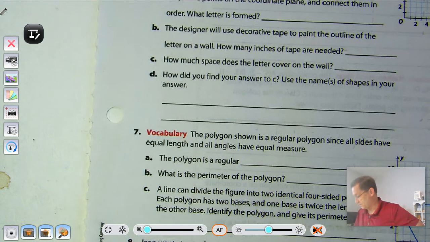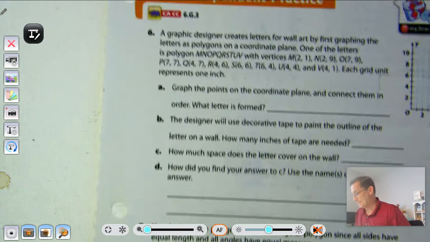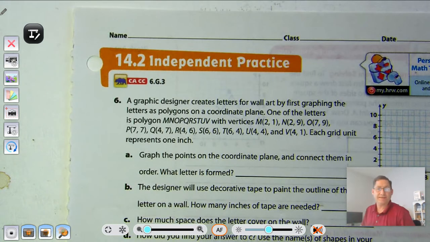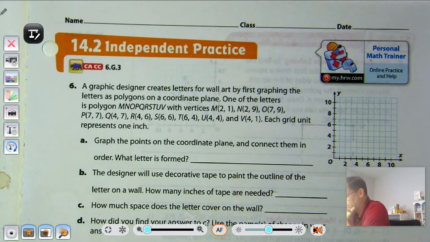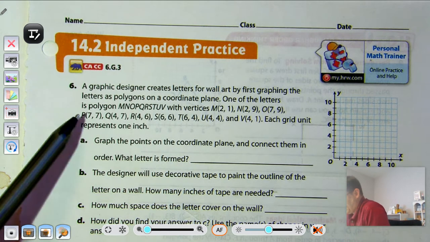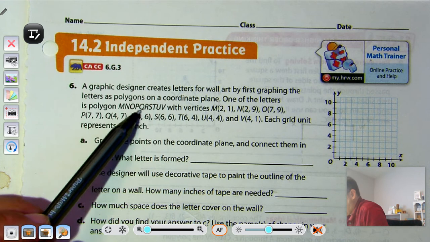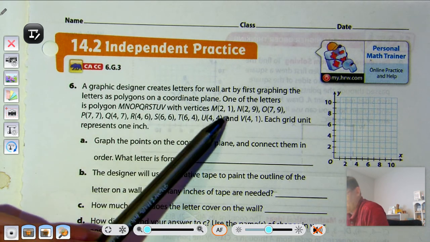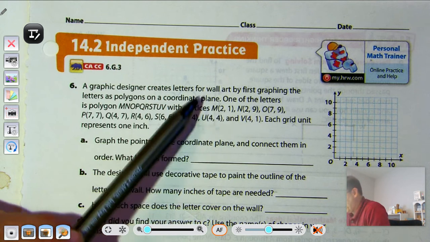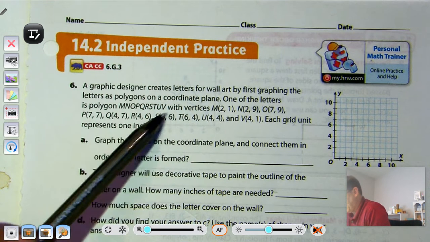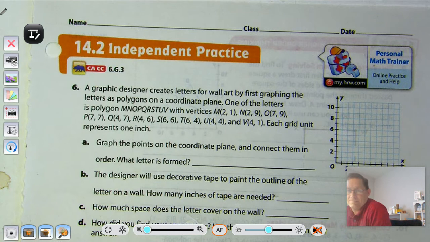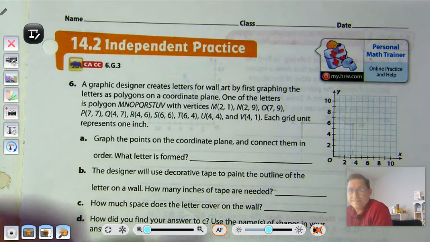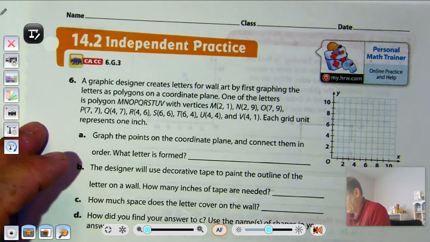All right, let's move on to 413. And number 6. A graphic designer creates letters for wall art by first graphing the letters as polygons on a coordinate plane. One of the letters is polygon MNOPQRSTUV with vertices, and these vertices are their points. So we have 1, 2, 3, 4, 5, 6, 7, 8, 9, 10 vertices, which we know as a decagon. So graph the points and let's see what letter we're forming.